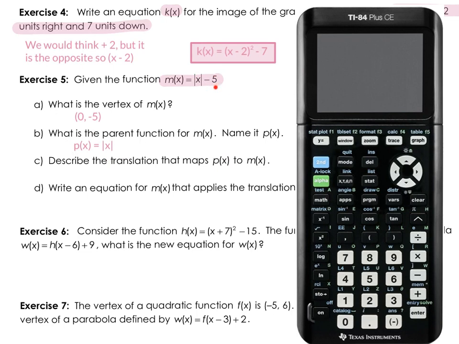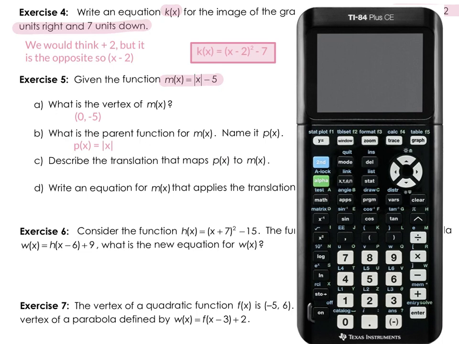You can also do this by looking in your calculator and saying, okay, let's put p of x equals the absolute value of x in either y1 or y2, and then put the absolute value of x with the minus 5 outside of the absolute value bars in y2, and check the graph, and you'll see that it did move down 5 units.